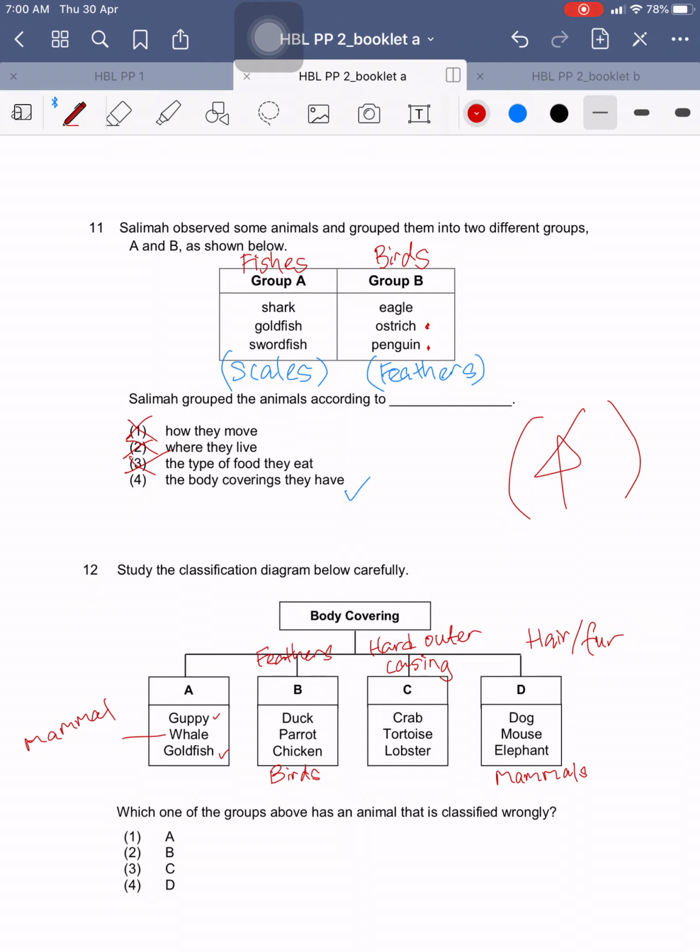Alright, now looking at this group A, we see that whale is not a fish, because fishes all have scales. So whale is actually classified wrongly. Alright, so the answer will be 1.